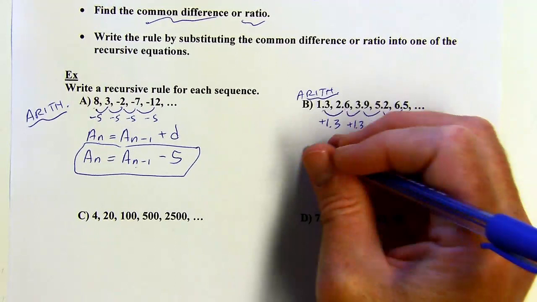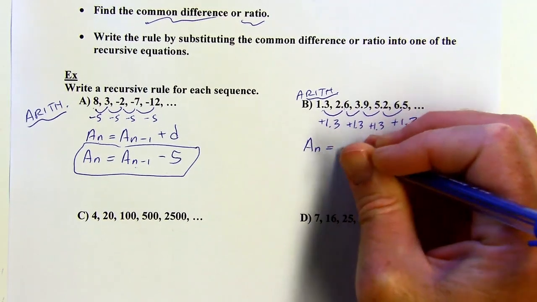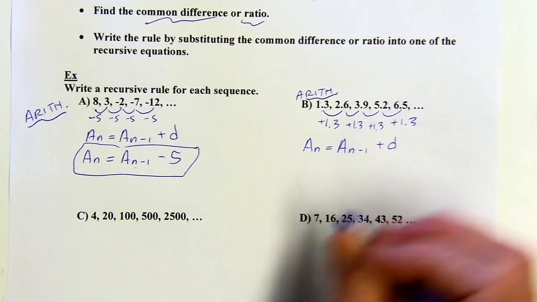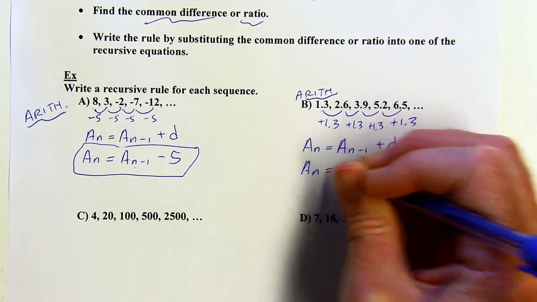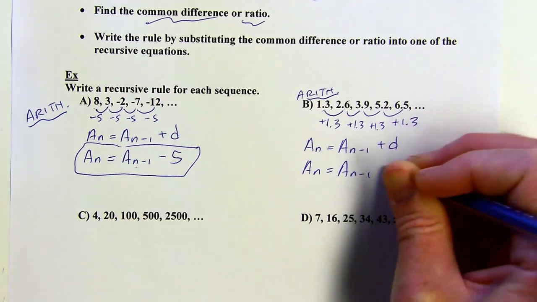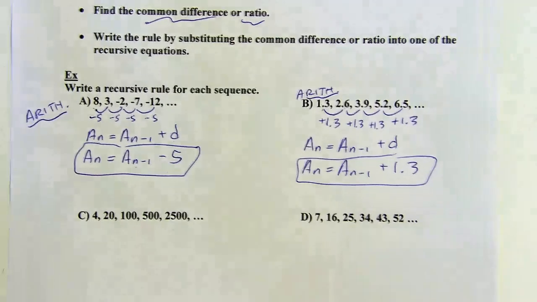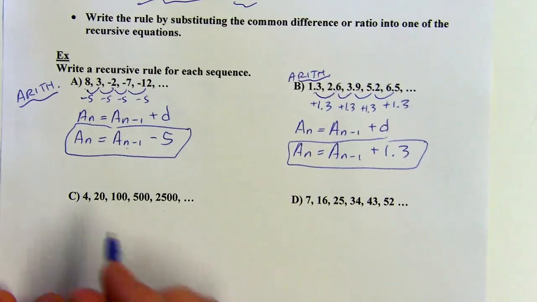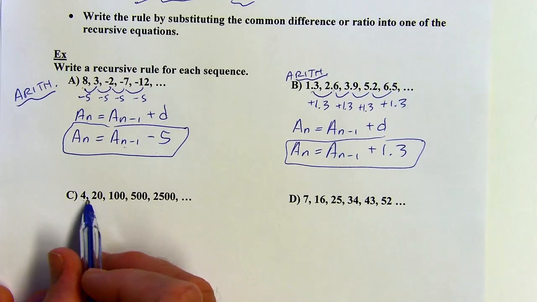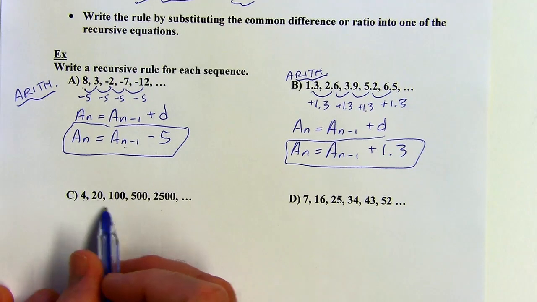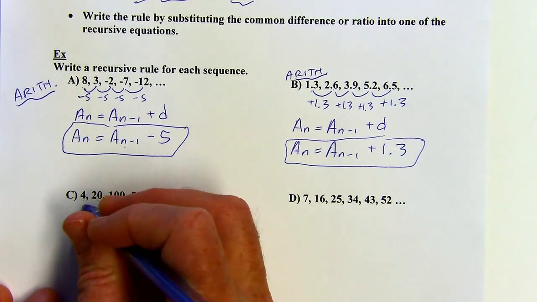Okay, so we're going to use that same formula we did on the previous problem. And I just put in 1.3 for the difference. And there we go. Okay. All right, this next one, 4 to 20, if we're adding, we're going to have to add 16, but then we're definitely not adding 16 to get from 20 to 100. So this one is going to be a multiplication one.